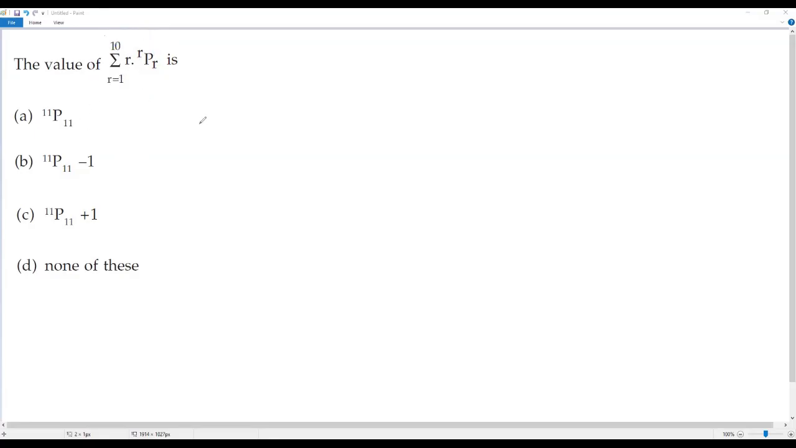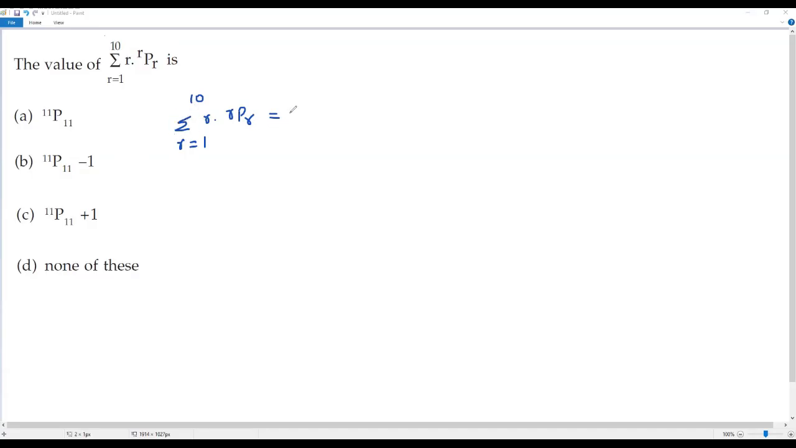Okay, now let me take the given series, that is, the summation of r equals 1 to 10 of r times rPr. What we have to do is plug in the values for r from 1 to 10 and add all the terms we get, because here we have a summation. Summation means we have to add all the terms.